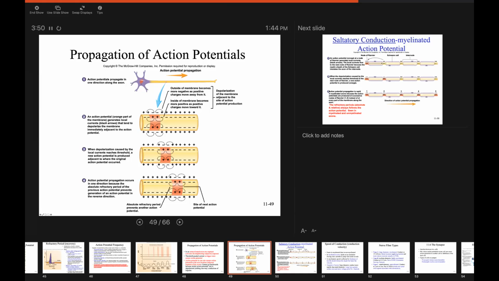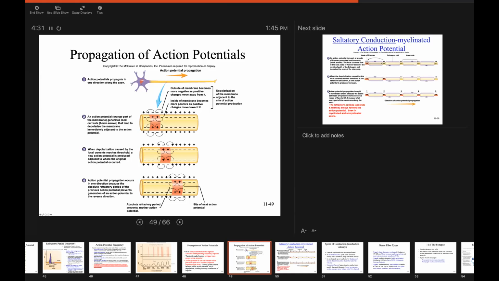So with unmyelinated axons, every single segment has to undergo an action potential. You can imagine how long it would take for all those segments to undergo action potential and trigger the next segment to undergo an action potential. Now, keep in mind, I just mentioned, it only goes forward, anterograde. The wave of depolarization only goes in one direction, even though sodium moves in retrograde, moves backwards.